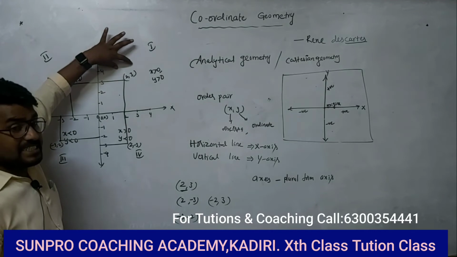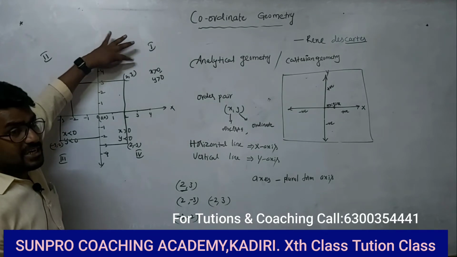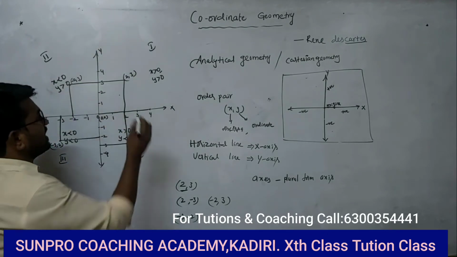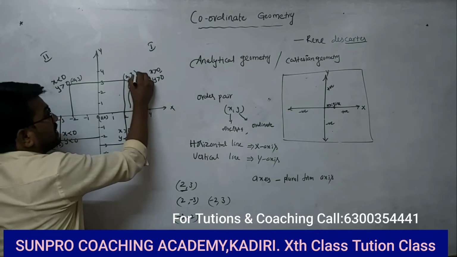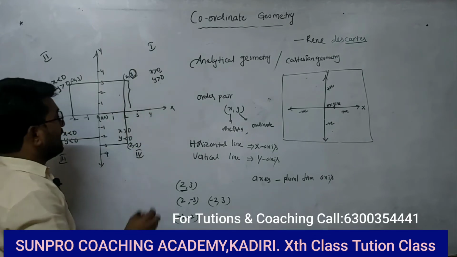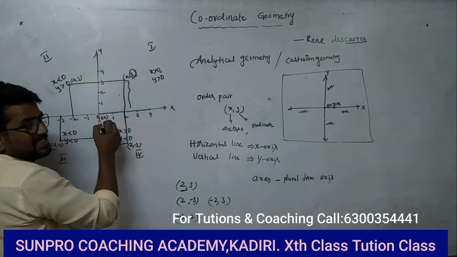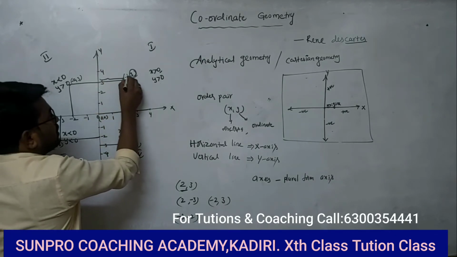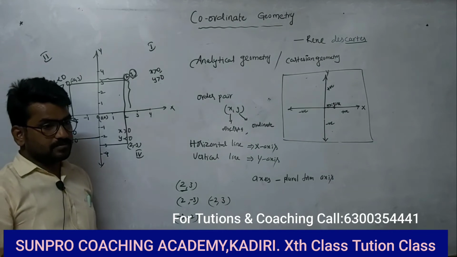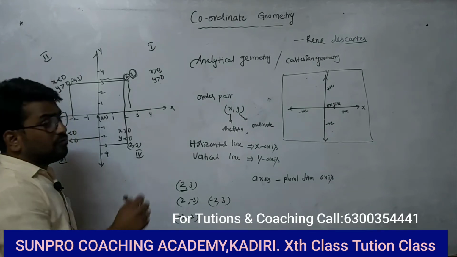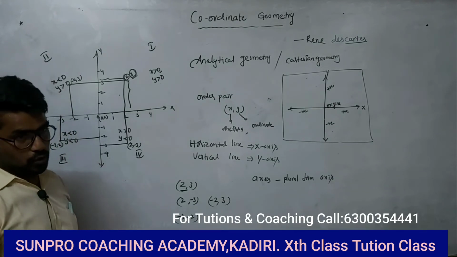See, easily. Now, how far is the distance from the x-axis to this point (2, 3)? How far is the distance of (2, 3) from the x-axis? So 3 units. And how far is the distance of this (2, 3) from the y-axis? How far? 2 units. Okay. Next, how to find the distance between two points?